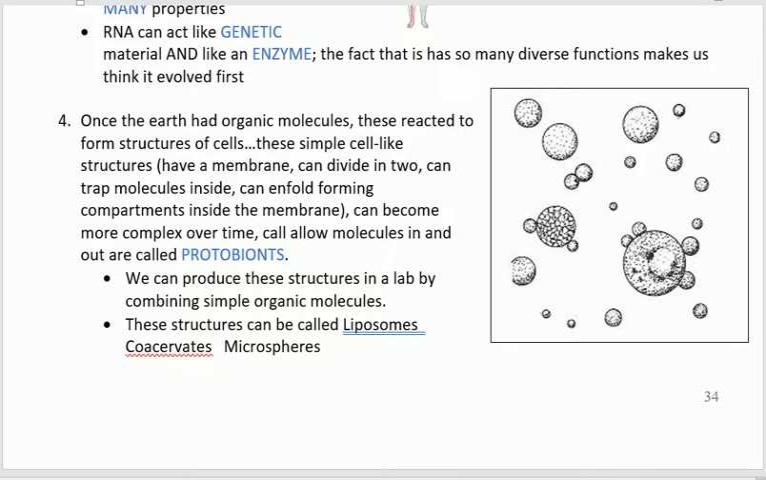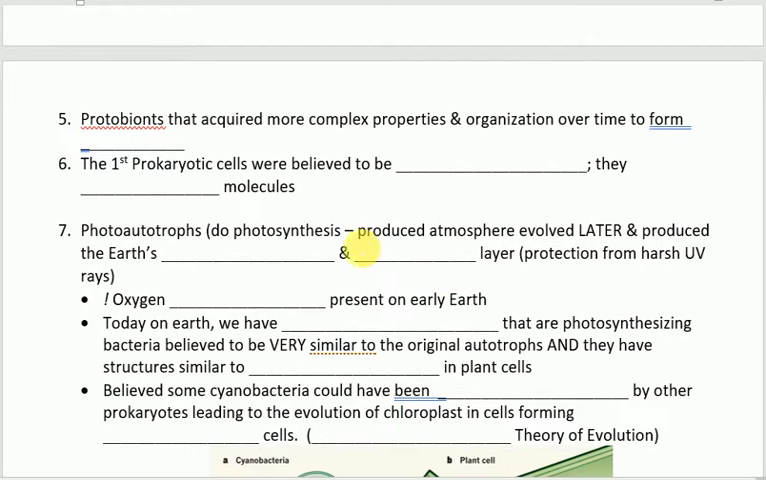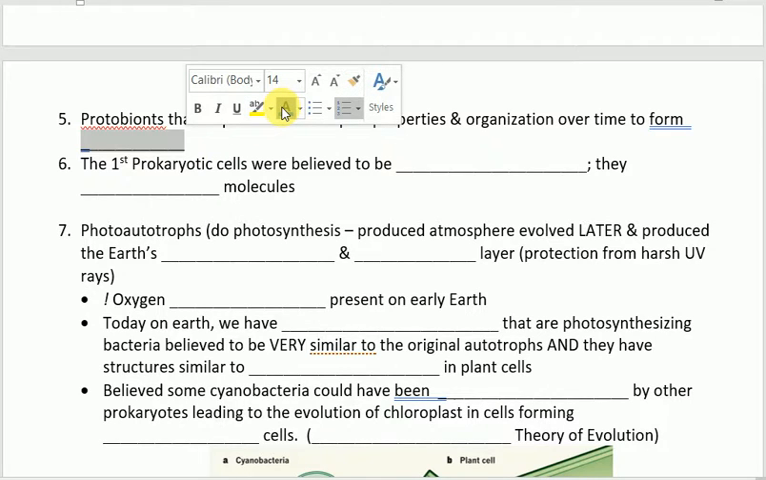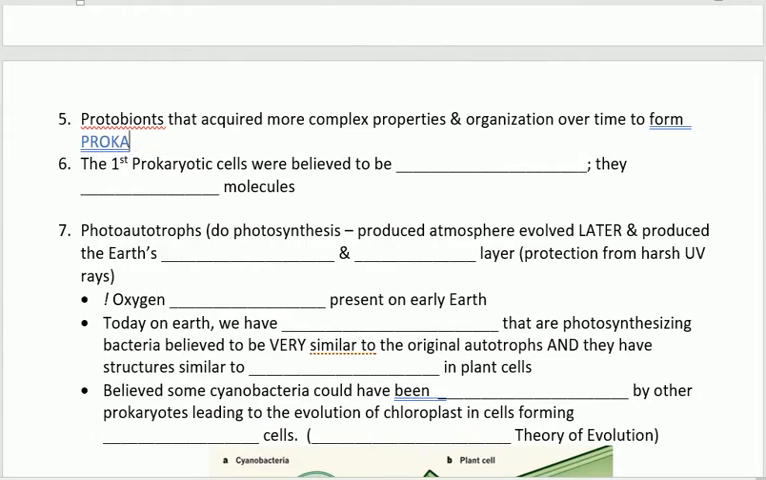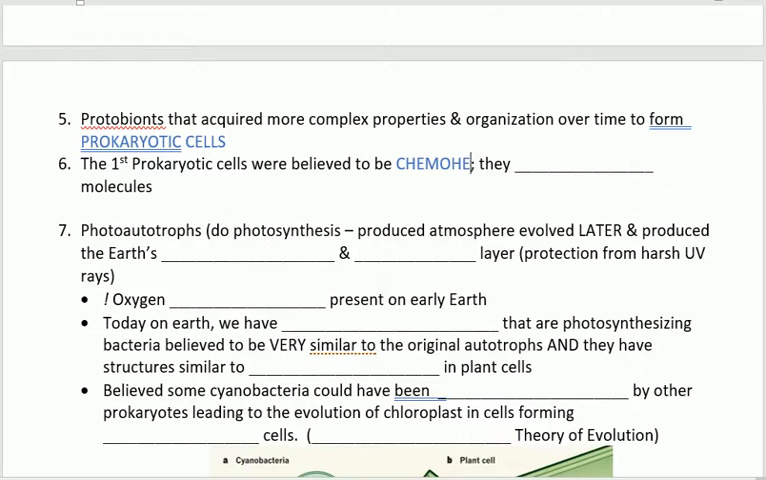So we know that we can produce these structures in a lab by combining simple organic molecules. And these structures can also be called liposomes, coacervates, and microspheres. So the protobionts acquired more complex properties and organizations over time to form what we know as prokaryotic cells. And the first prokaryotic cells were believed to be chemoheterotrophs.